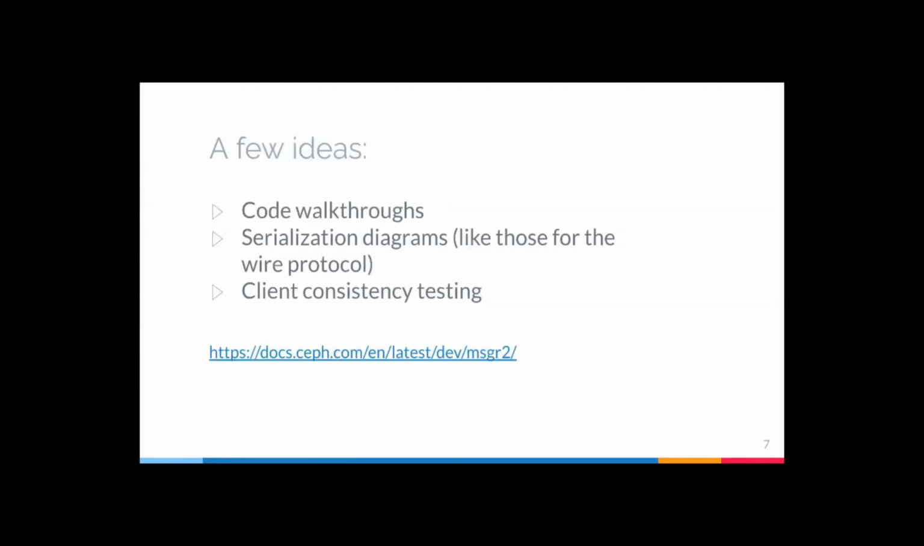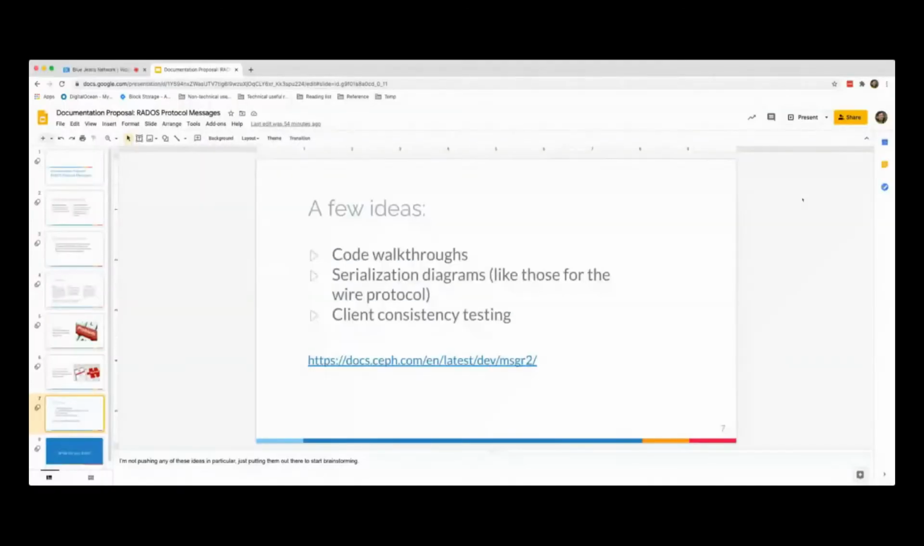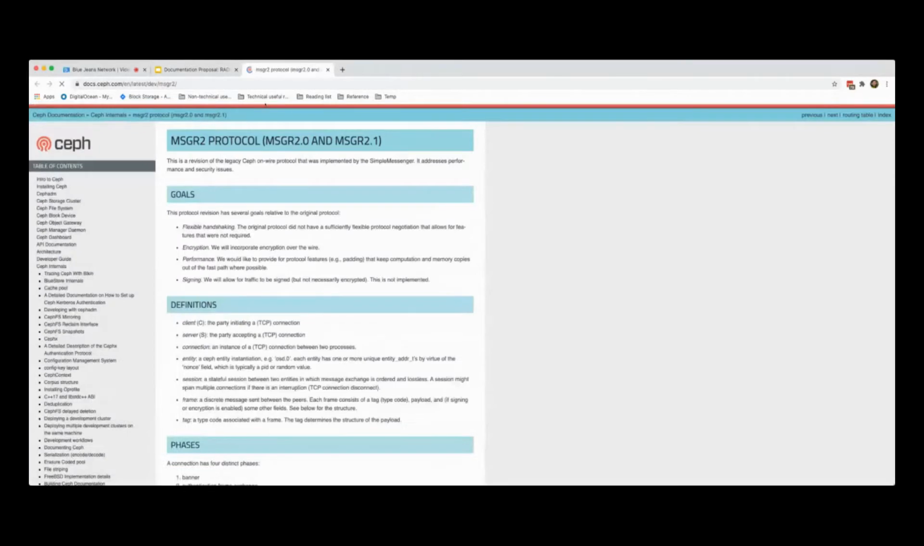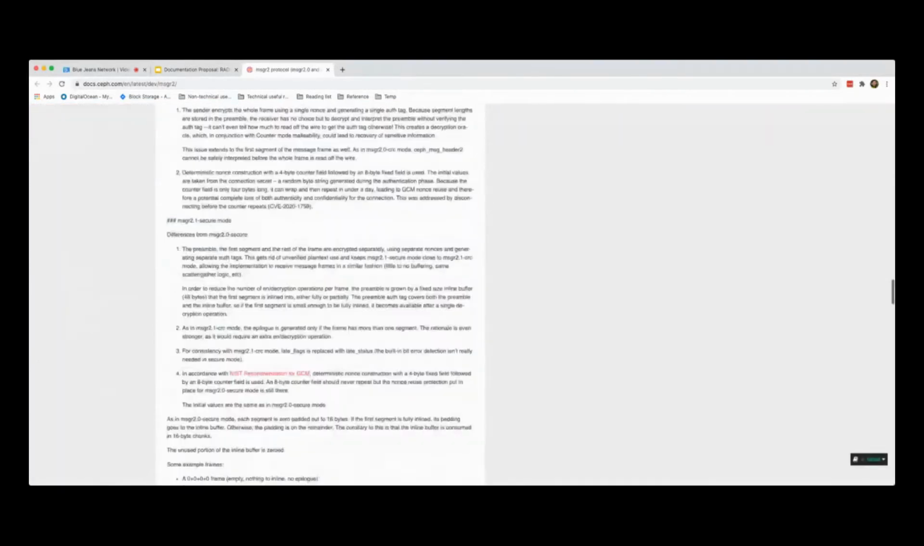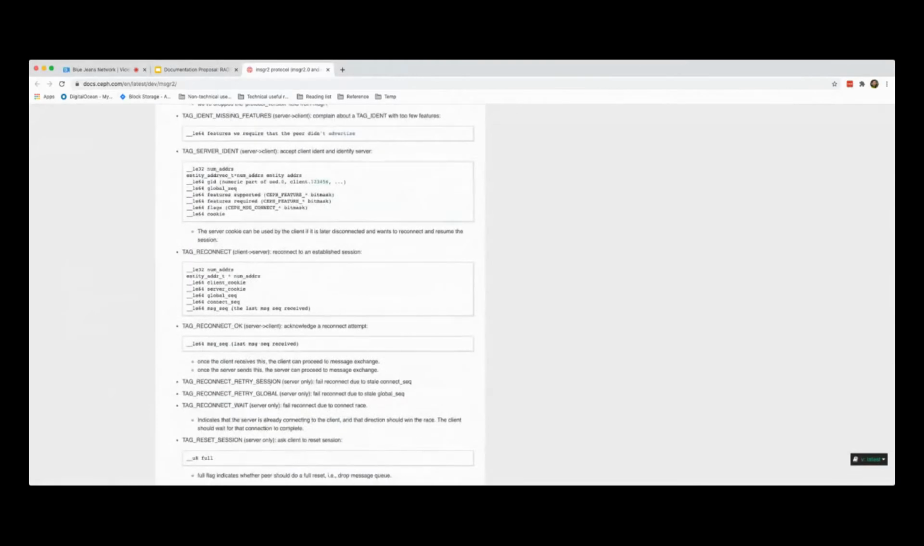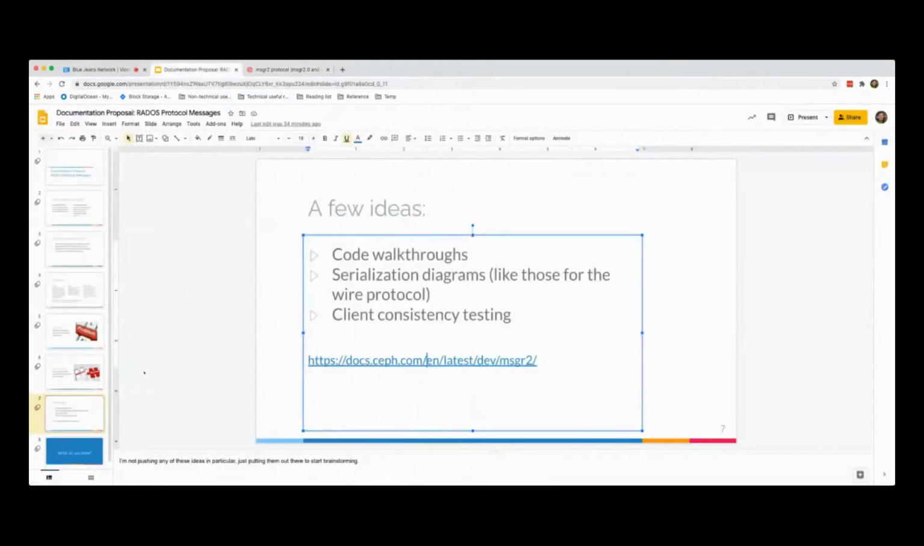So here are a few ideas I have for possible formats this documentation could take. I'm not strongly pushing for any of these ideas, I'm just throwing them out there. I want to start brainstorming. I will say that these serialization diagrams for the wire protocol were quite helpful for me, and so maybe something like that would be in order.